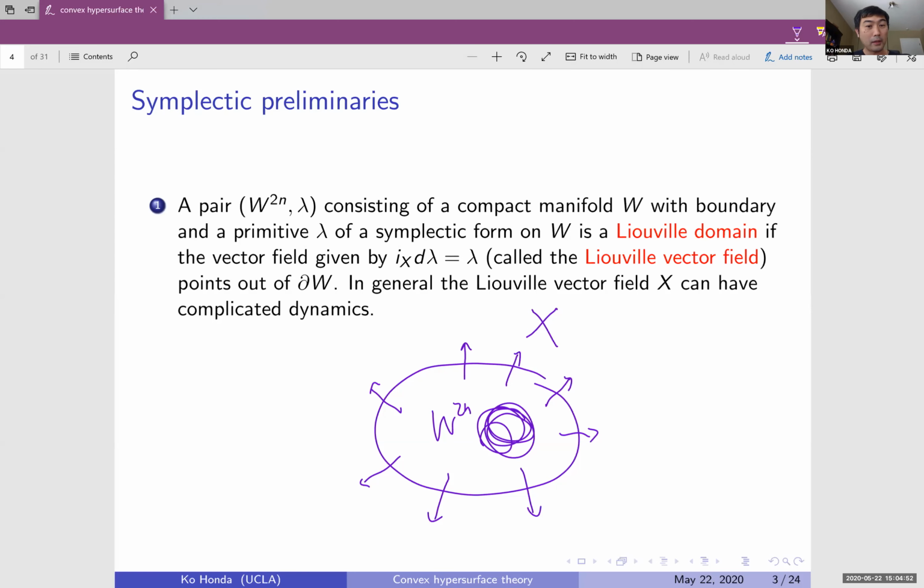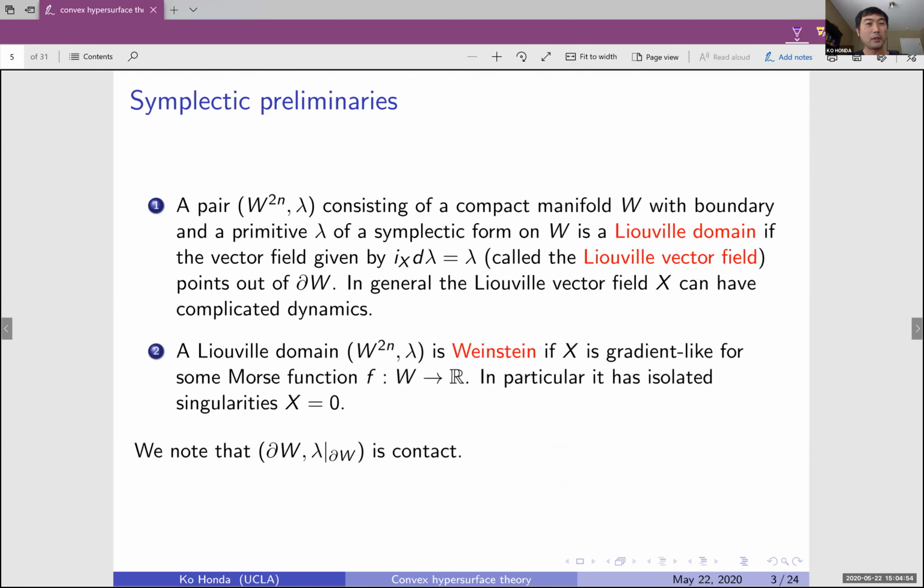On the other hand, a particularly nice class of Liouville domains is called Weinstein, if the Liouville vector field X is gradient-like with respect to some Morse function F from W to R. In particular, it has isolated Morse-type singularities, X equals zero. Note also that the boundary of W is contact if you restrict the one-form to the boundary.